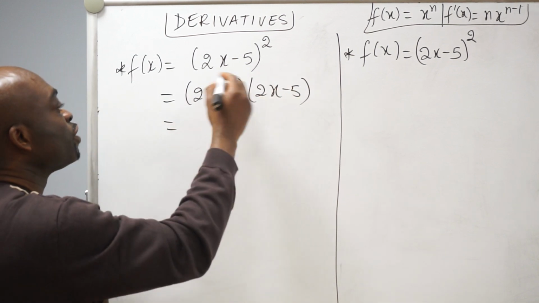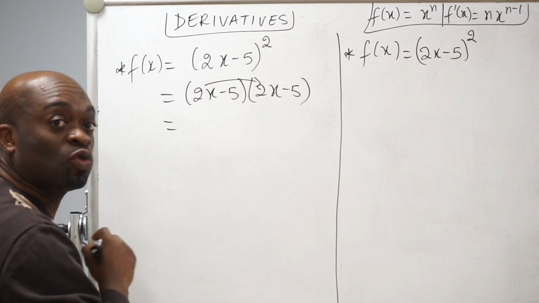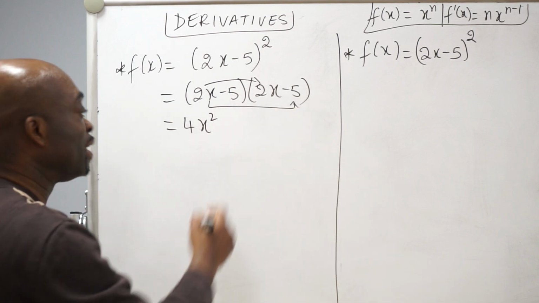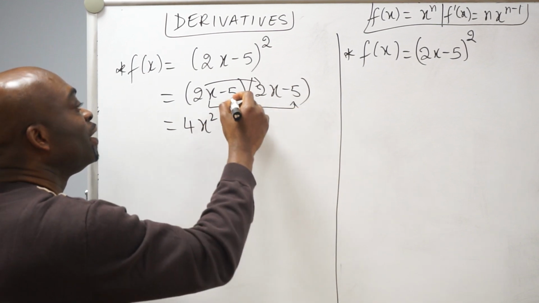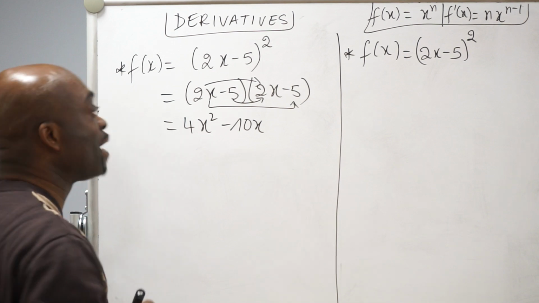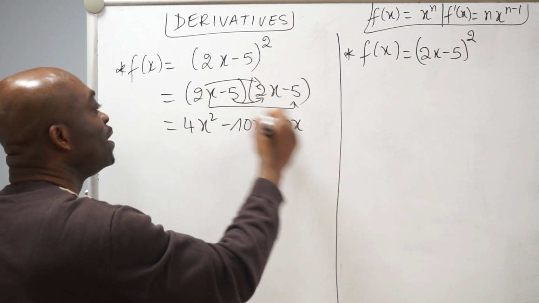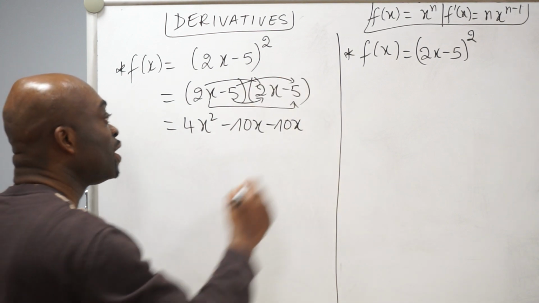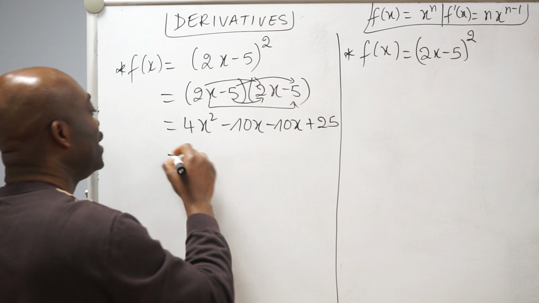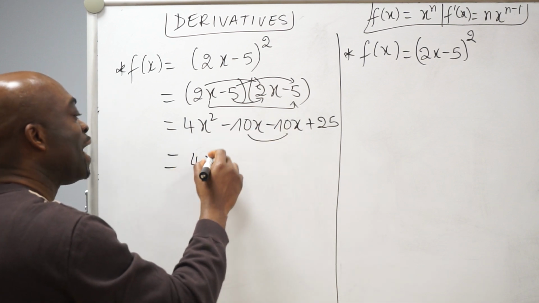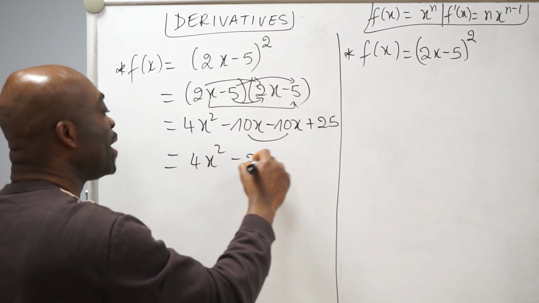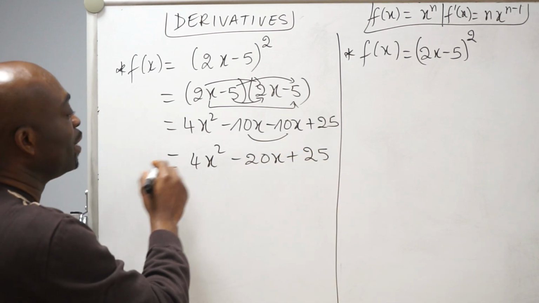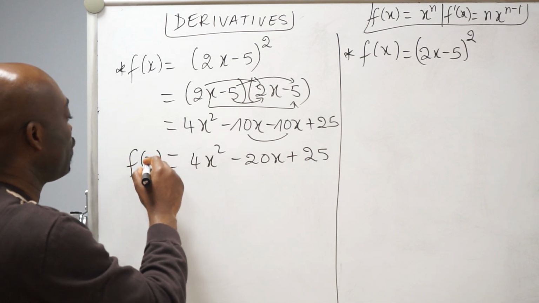When you do that, you can use the FOIL method. 2x times 2x is going to give us 4x squared. Then 2x times negative 5 will give us negative 10x. Then you have negative 5 times 2x, which gives another negative 10x. And last but not least, negative 5 times negative 5 is going to give us positive 25, correct? Then we can combine like terms in the middle. So we have 4x squared minus 20x plus 25. So this is f(x), correct?